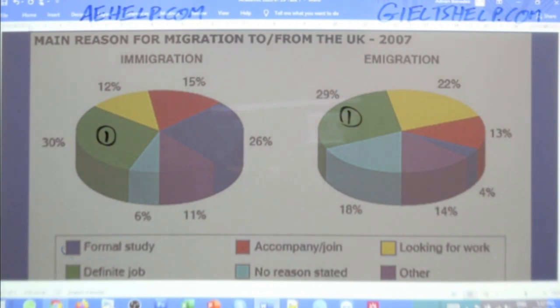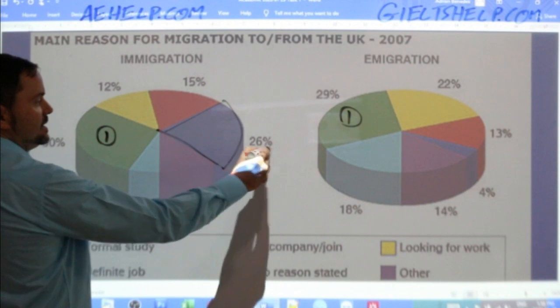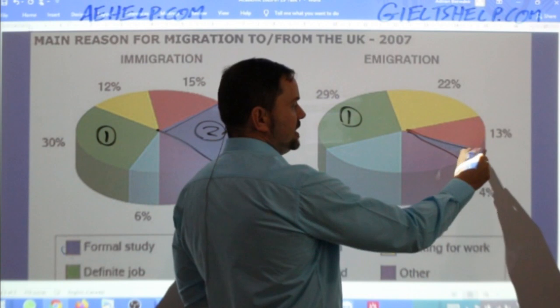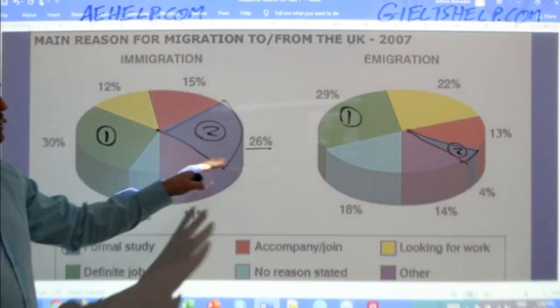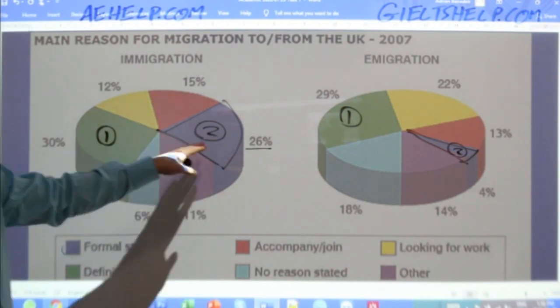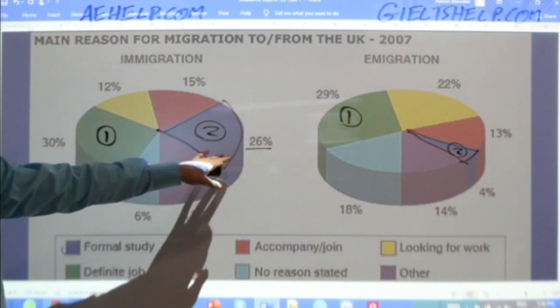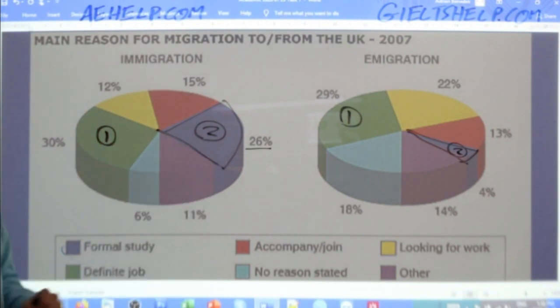Very nice. Ferdov says, second point should be formal study. Yeah, absolutely, because you have a massive slice here for formal study at 26%. And in contrast, you have a very tiny little slice here at 4%, right? So that contrasting comparison makes sense, okay? That really big difference, especially since this is the second main reason for people going to the UK, it makes a lot of sense to discuss that slice, okay? All right, what would be my third slice?